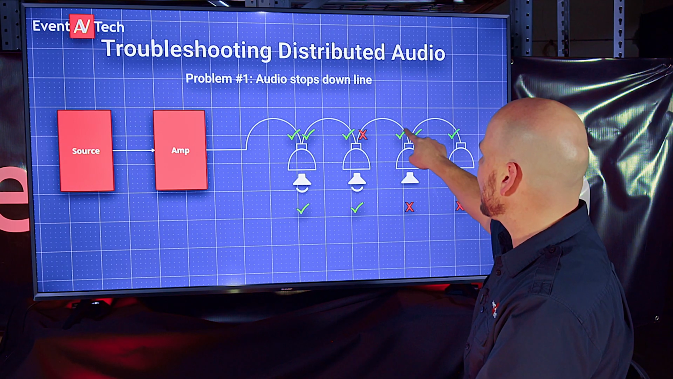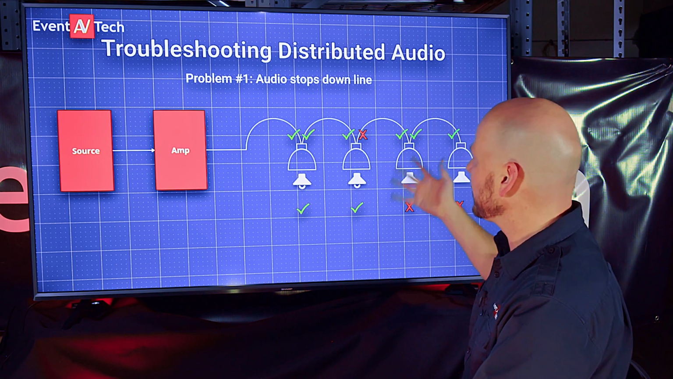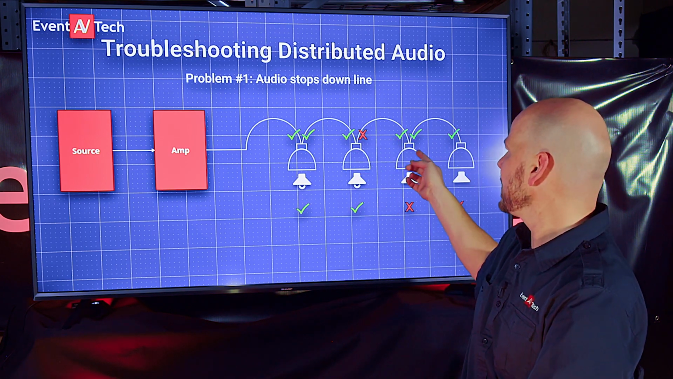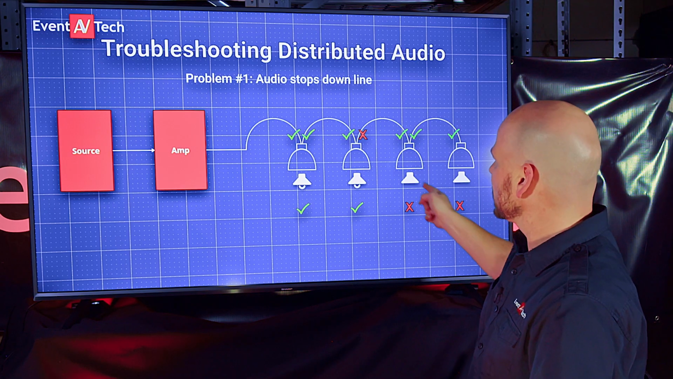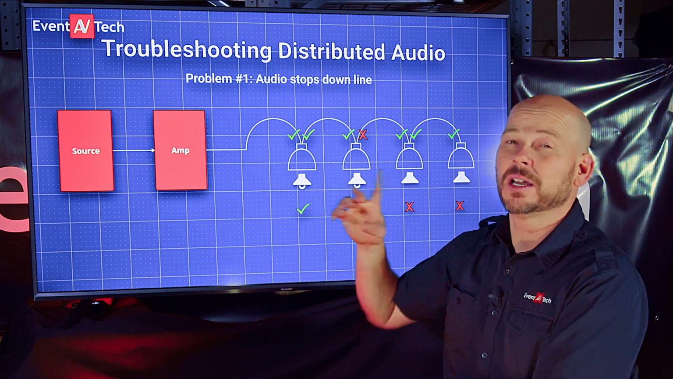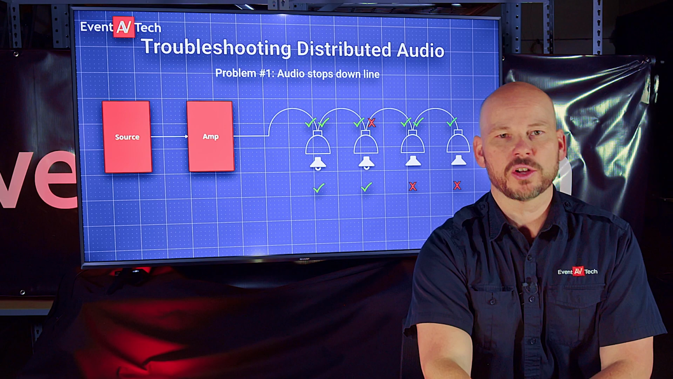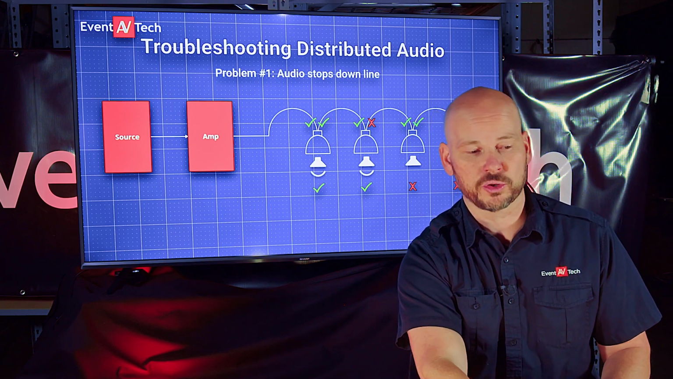Now, I might find my problem right here. And if this input is bad, that's also gonna kill speaker 4. But in this example, we're saying that speaker 3 is not working, speaker 4 is not working, and we found our problem in this distribution. This wire wasn't hooked up properly to the output of speaker 2. Okay, so this is an audio stops down the line troubleshoot issue.